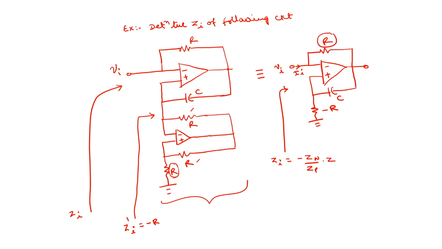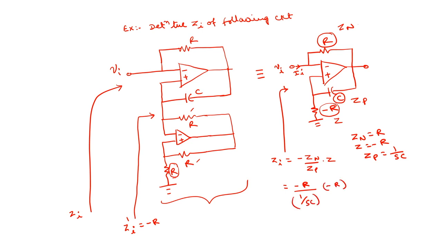Here Zn is this, Zp is this, and Z is this. In this example Zn is R, Z is minus R, Zp is 1 by SC. So if I substitute these values here, this is equal to minus Zn, which is minus R, divided by Zp, which is 1 by SC, into Z, which is minus R. This is equal to S R square C.